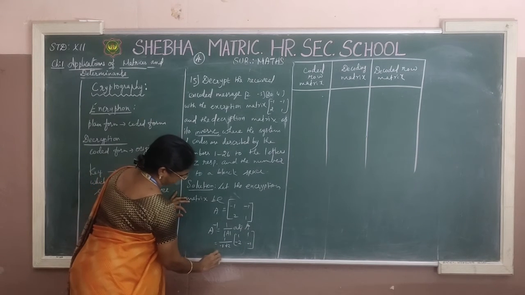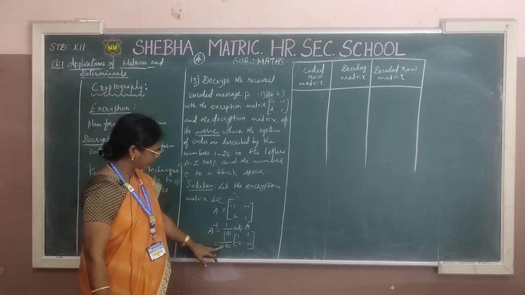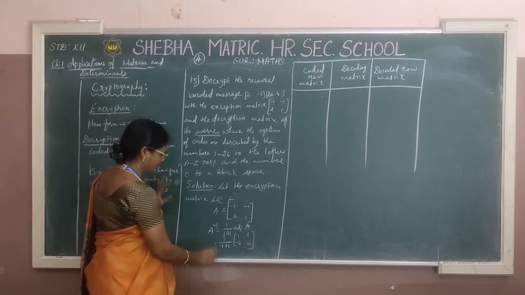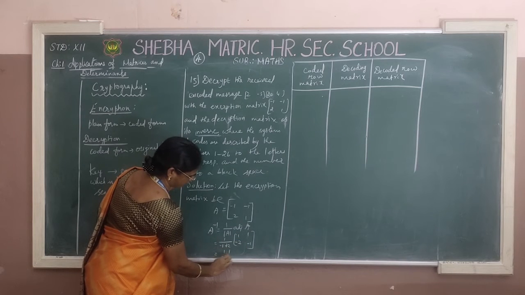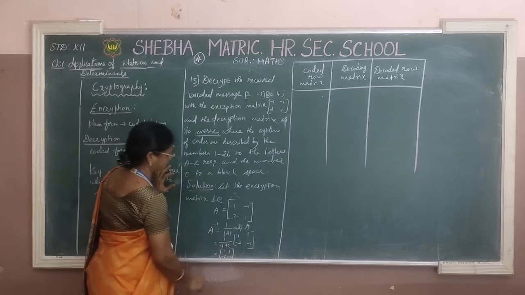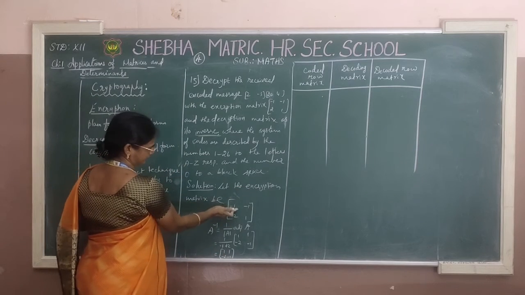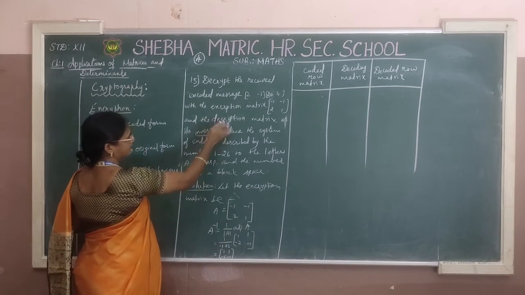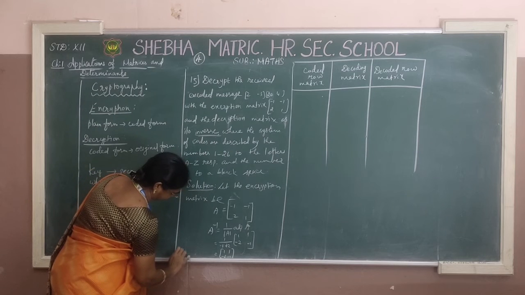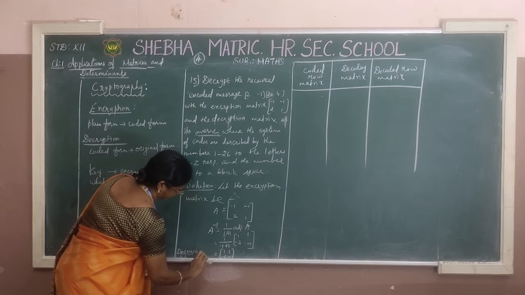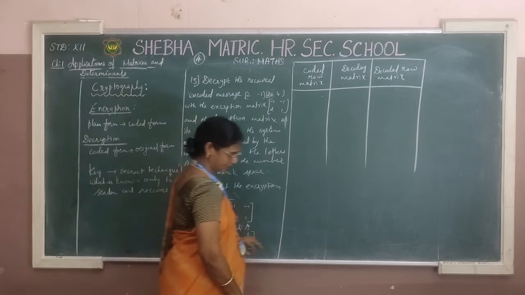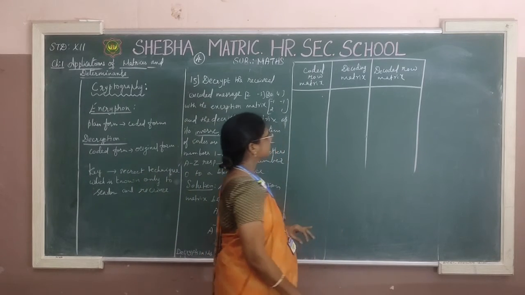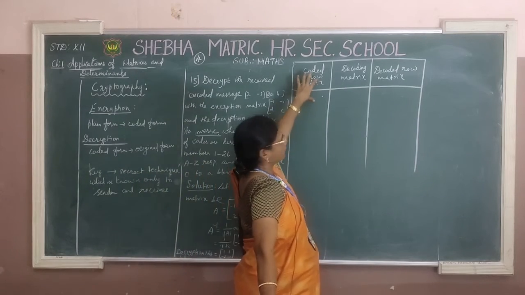Okay. Next, we get -1 plus 2 is 1. So, our A inverse matrix is [1 1; -2 -1]. This is our encryption. Our inverse is our decryption matrix. This is our decryption matrix. Okay. Next, we are going to see the one table.